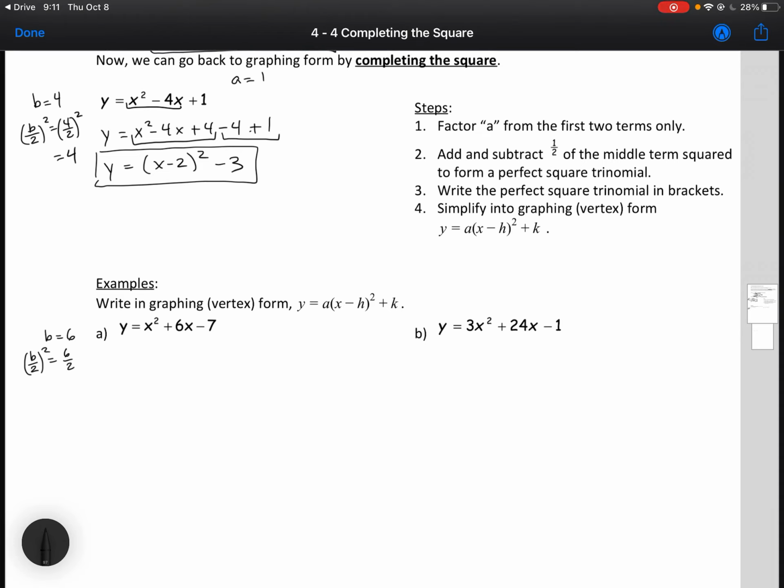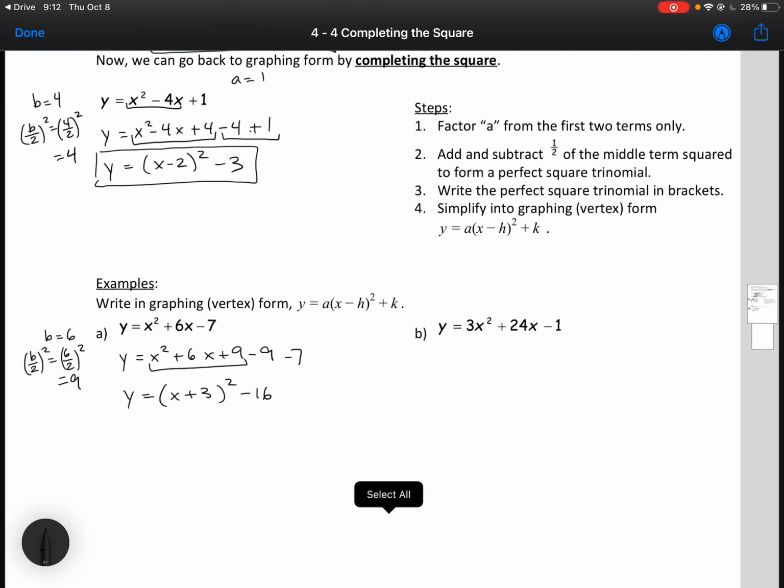So 6 divided by 2 squared, which is going to be 9, because that gives me the term that I can add and subtract to create a perfect square trinomial. My next step is going to be to write the perfect square trinomial in brackets. So x plus 3 all squared. And then I'm going to simplify my remaining two terms, minus 16.